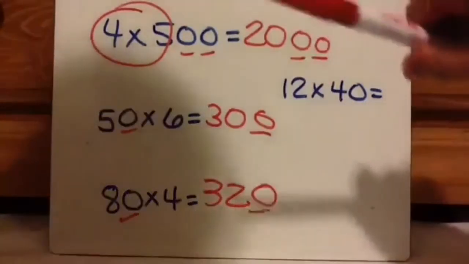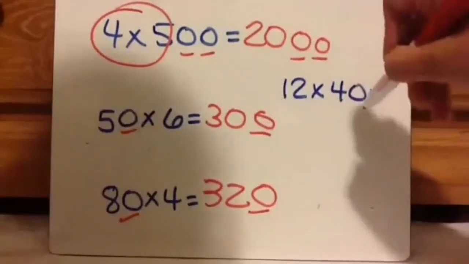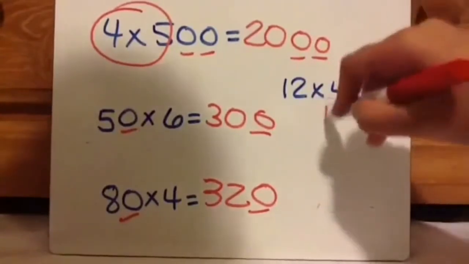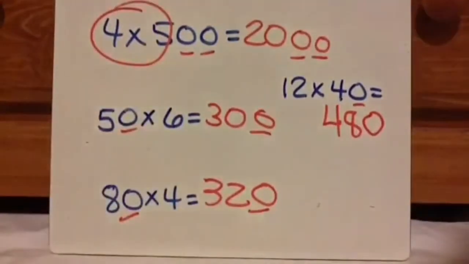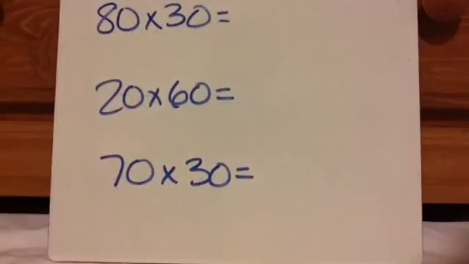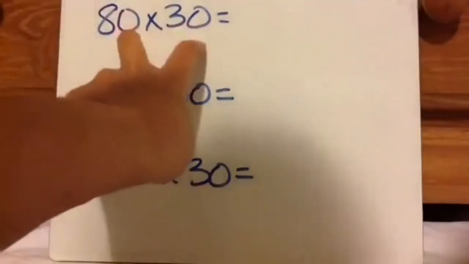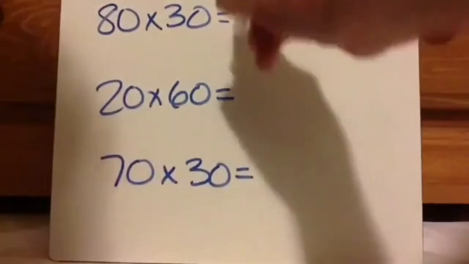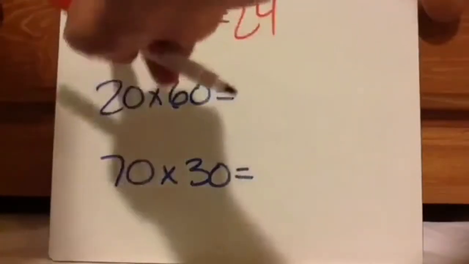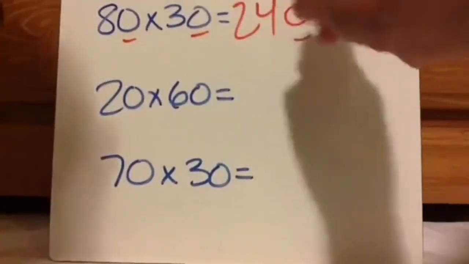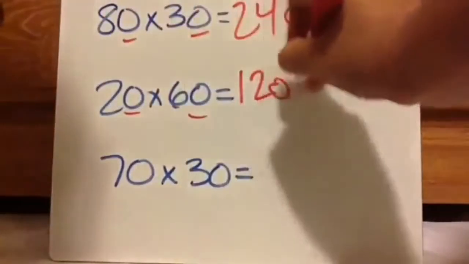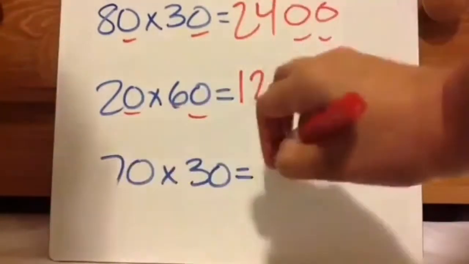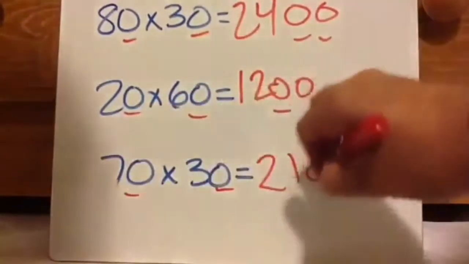Now, 12 times 40. It's actually very easy. Just knock off the 0. 12 times 4 is 48. Add 1 zero. It's that easy. Now let's look at these. What's nice is, again, with the property of 0, you can take both zeros off and just do 8 times 3, which is 24, and then just be aware on both numbers that there's 2 zeros. So 2 times 6 is 12, 2 zeros. 7 times 3 is 21, 2 zeros.